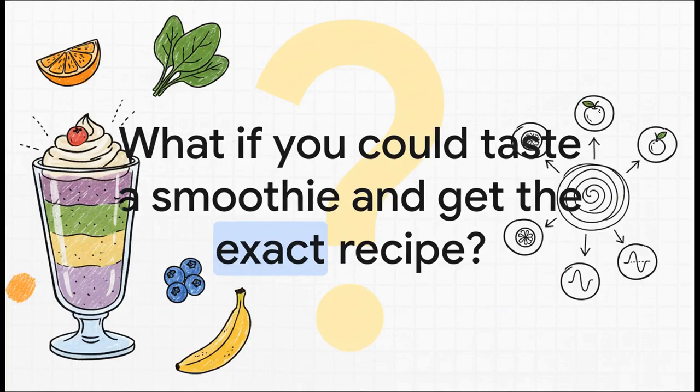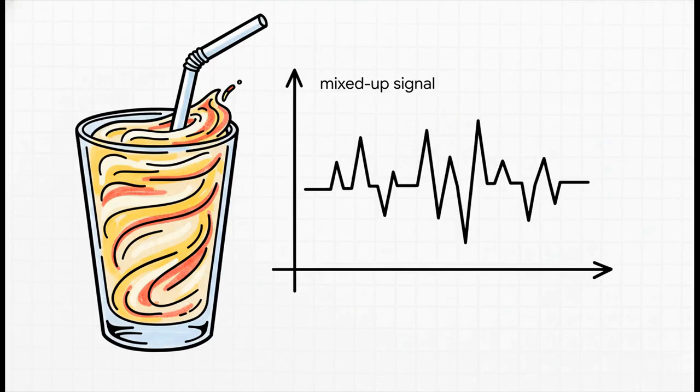Imagine someone hands you this amazing, super complex smoothie. Now, what if you could do more than just taste it? What if you had a machine that could tell you the exact recipe right on the spot? Right, so you take a sip, and what do you get? You get everything all at once, right? The banana, the strawberries, the yogurt, it's all just one combined flavor. That's the final product. If we were to graph that experience, it would look like a single, kind of messy signal that changes over time as you drink it.